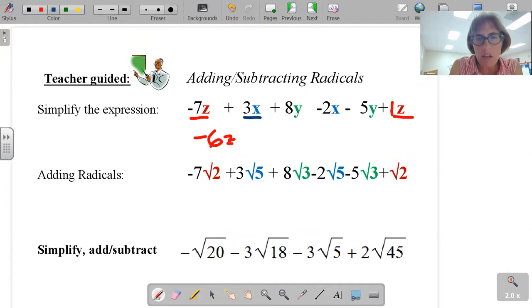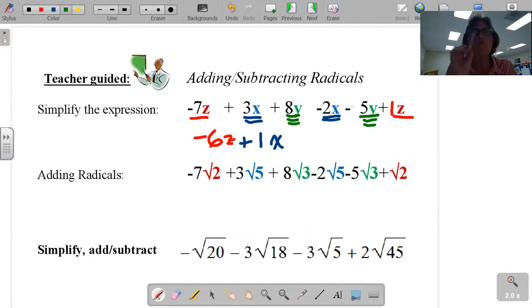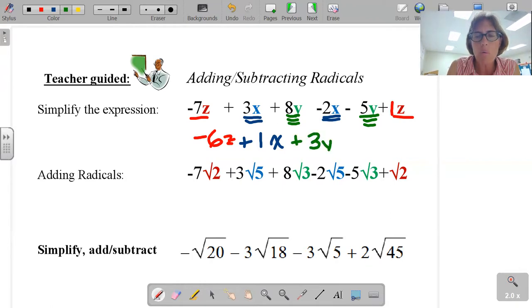Now I'm going to double underline the x's. This is called physically collecting. That's 3x minus 2x. So that's going to be positive 1x. I'm going to triple underline the y's. Underlining, or you can circle or make boxes, whatever. You do some sort of physical notation to connect the numbers. That's 8y minus 5y. That's going to be plus 3y. And that's as far as you can go there.